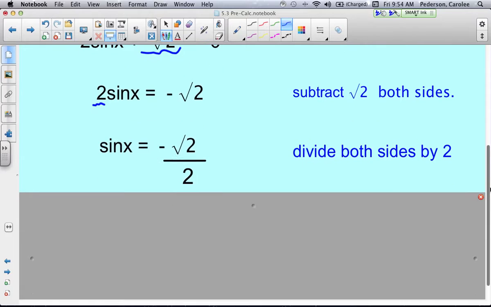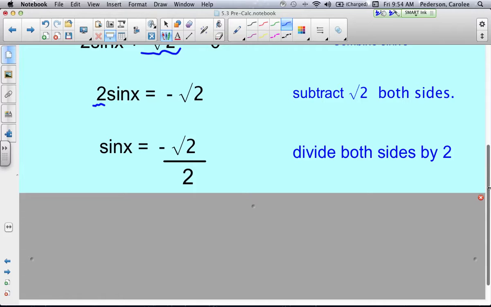So now we have an equation that looks like this. The sine of x equals negative square root of 2 over 2. Now we're into chapter 4 that we did earlier this class. We say, when does the sine of x equal negative square root of 2 over 2?